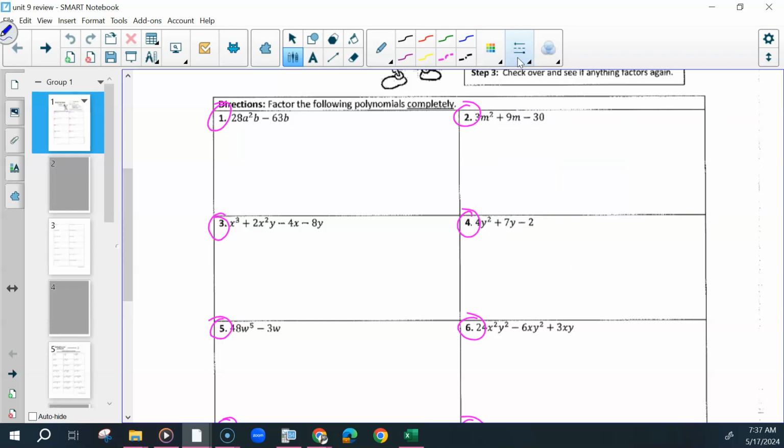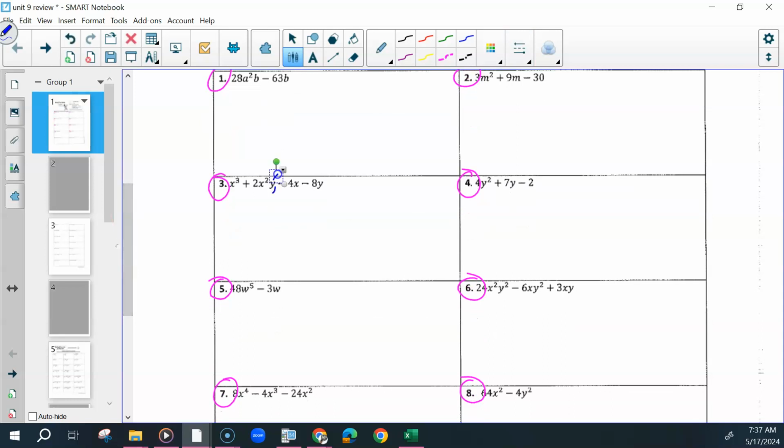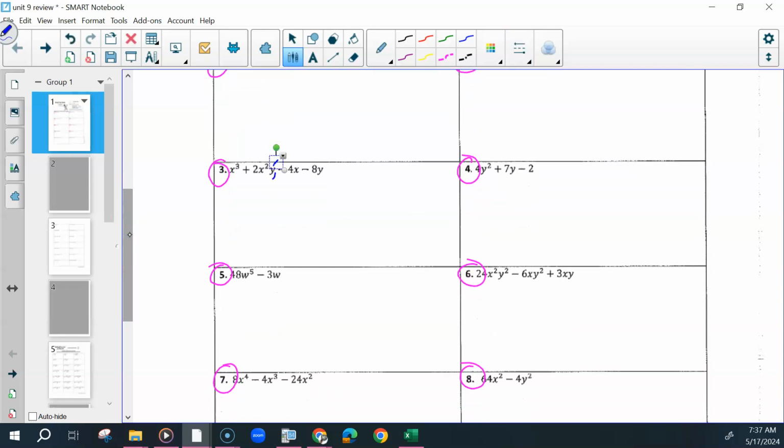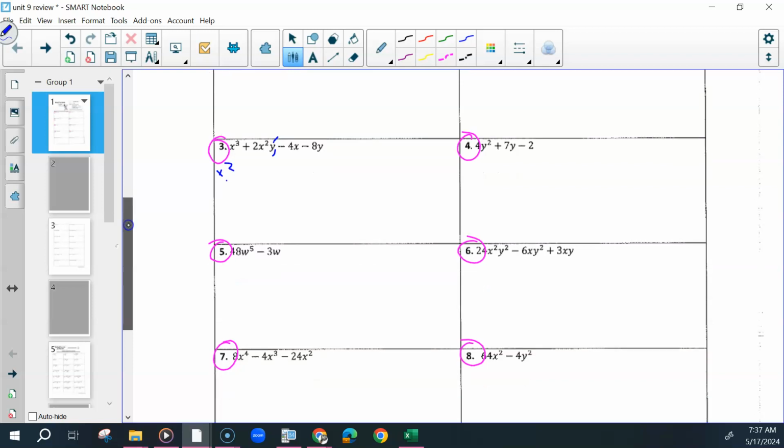So number 3, we have 4 terms. 4 terms is your grouping, where we split that down the middle. And then find the GCF. What could we divide out of both of those first two? X squared. And then what would be left? X plus 2y.